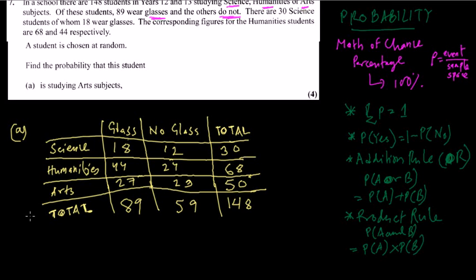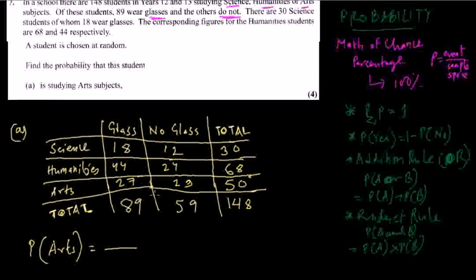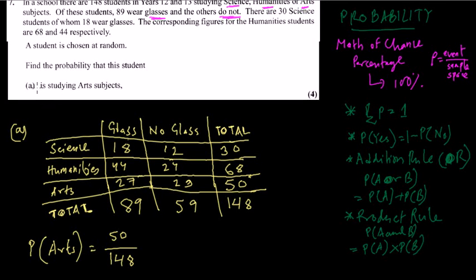Okay, so let's do this sum now. We want to find the probability that a person studies arts. So probability of arts, what you want, the event, is the person has to be an art student. So total of arts, glasses or no glasses, there are 50 art students. So you write 50 here, that's the event that you want, divided by total sample space, everything that can happen. So there are altogether 148 students in total. So 50 divided by 148, that's the probability they're looking for. Okay, in question number 7a, you have 4 marks, so 2 of it would be here in drawing the table, because without this information you cannot do the sum, and the other 2 marks is for here. Let's move on to the next one.